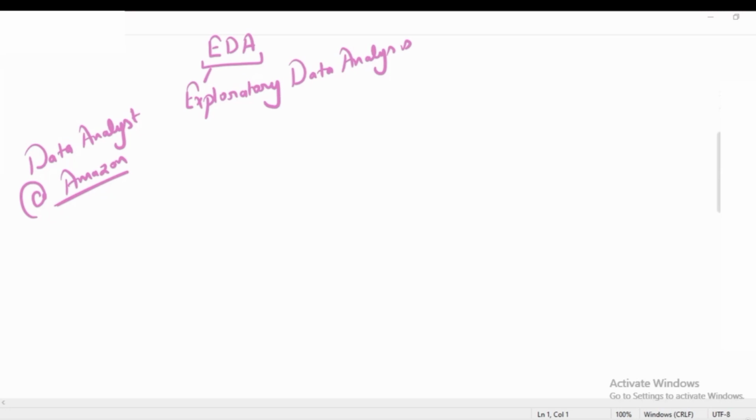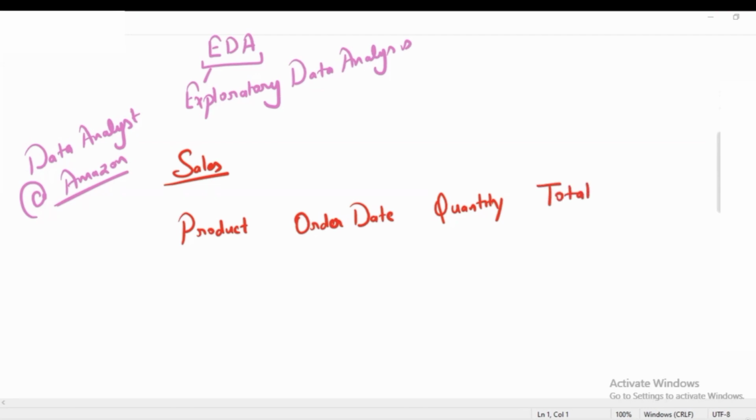Let's say you have some sales data. Let's say the first feature is the product name. The second feature is the order date on which a particular customer has bought a certain product. The third is the total quantity that particular customer has purchased. And let's say the fourth feature is the total price paid by the customer. So I have the sales data and the features are as follows.